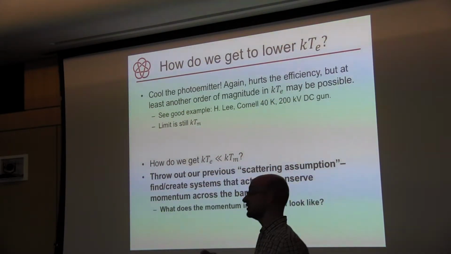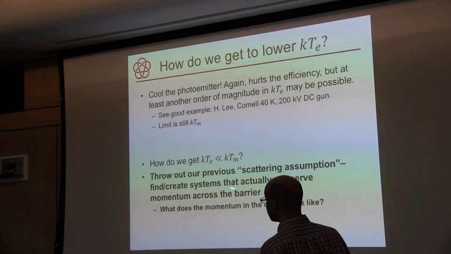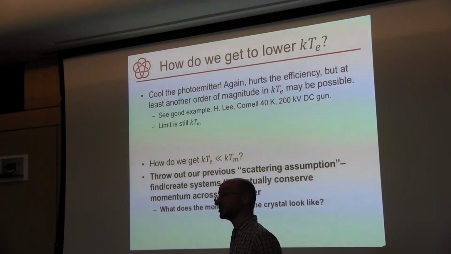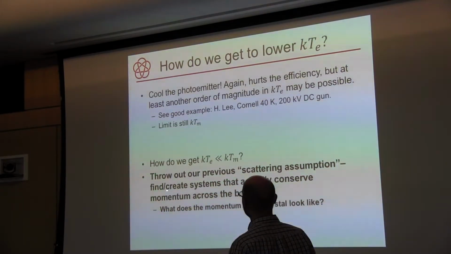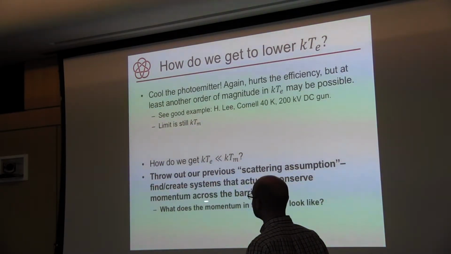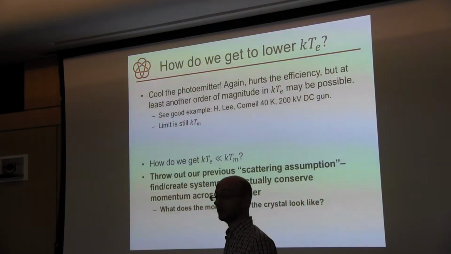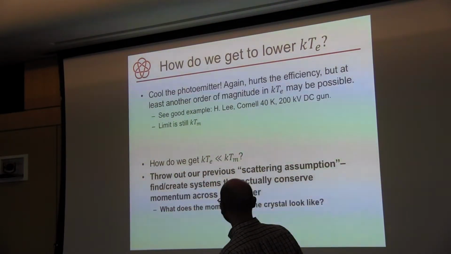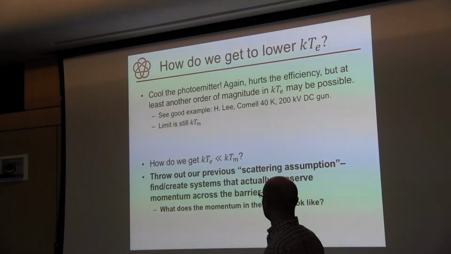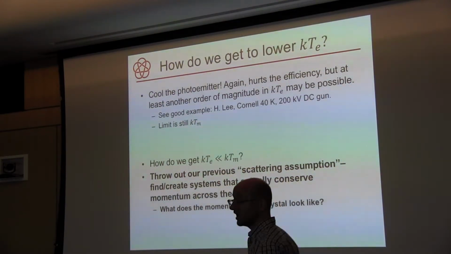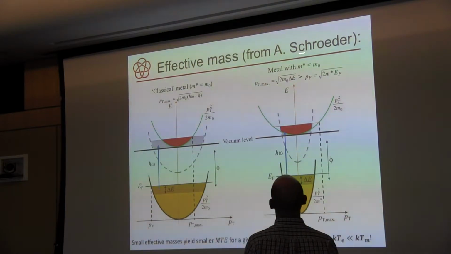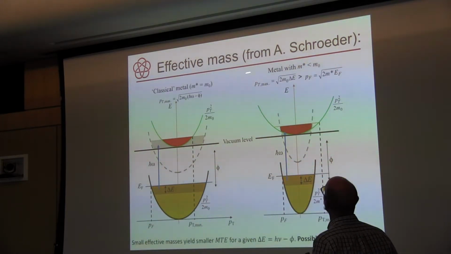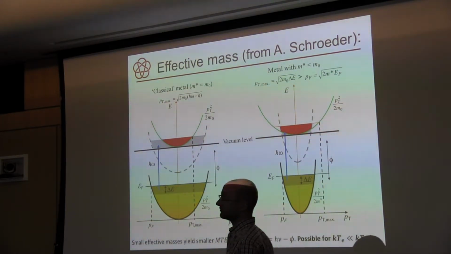Is there a way to get even lower? And the answer is yes, but we have to throw out the previous scattering assumption. We have to get with the rest of the photoemission community and find or create systems that actually conserve momentum across the barrier. So we have to ask the question, what does momentum in the crystal look like? I'm going to give a very brief, simplistic picture. I'm borrowing this slide from Andreas Schroeder, who has a really nice picture of what's going on.